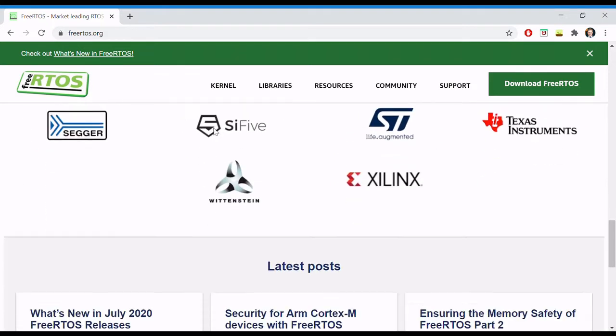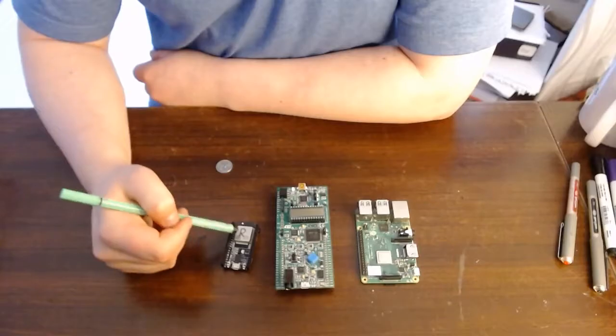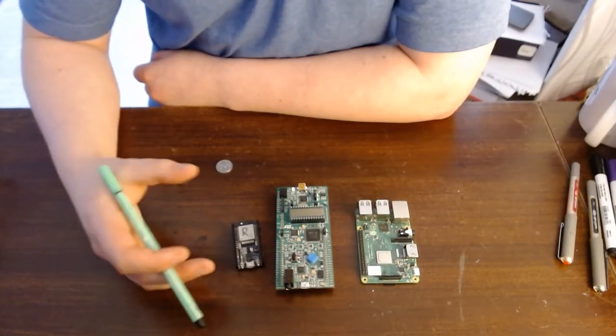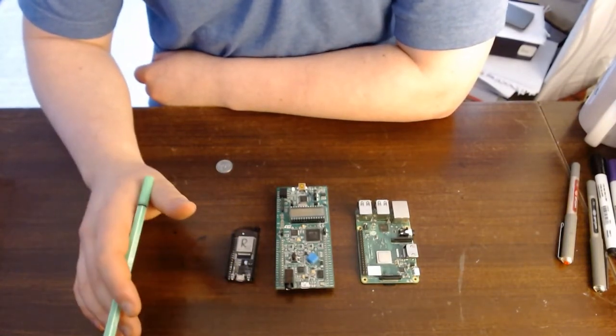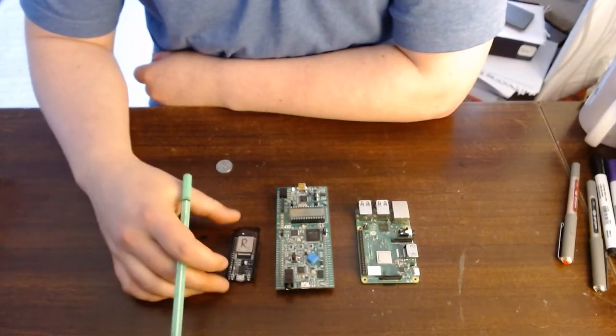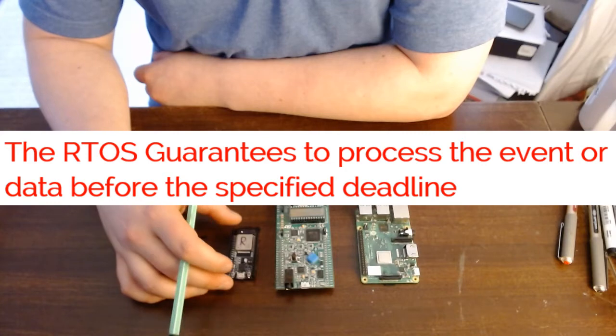So a real-time operating system provides one guarantee, and this is how it's different from other operating systems like your Windows or your Unix operating systems. And that one guarantee is that an event or task will be processed before a specific deadline.